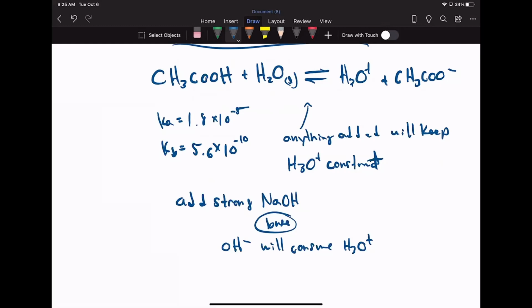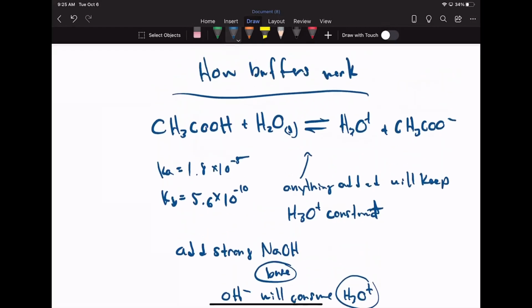So if we put in a strong base, this H3O here, that'll start to consume it, but when we talk about percent ionization, acetic acid is something like 1.3-ish percent ionization. What that means is that 98.5% of this is undissolved.